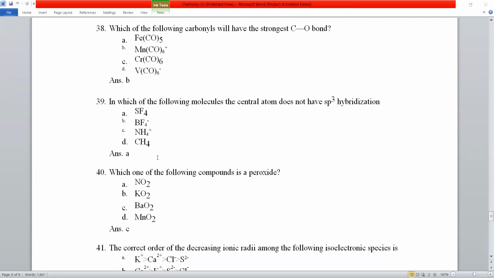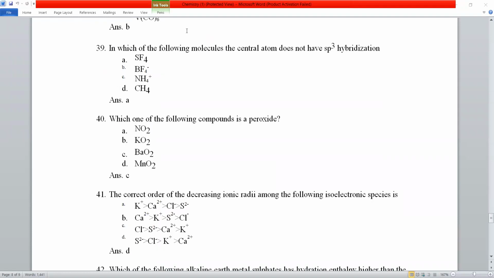Question number 39. In which of the following molecules the central atom does not have sp3 hybridization? BF4 minus is sp3 only, students, and NH4 plus also will be sp3 hybridization. CH4 also will be sp3 hybridization. And the remaining one is the answer, A. So this is sp3d hybridization.